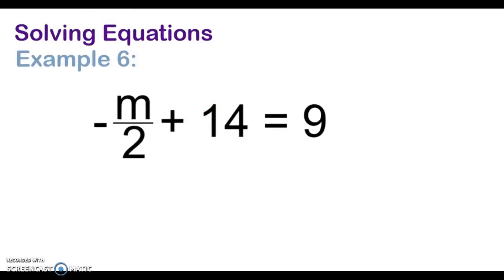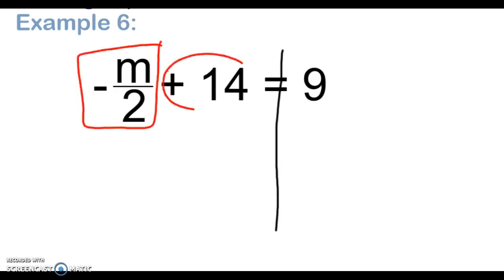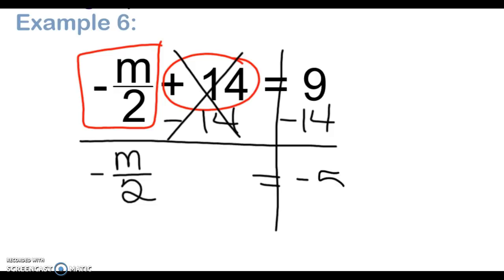All right, let's take a look at something a little different. I'm going to have you try one on your own. I'm still going to draw my line down the middle, and I'm still going to box and circle like we were doing earlier. And you guys know, okay, we have to get rid of the circle first by taking the opposite of that positive. Again, circle makes an opposite, or it makes an O for the word opposite. Bring down what's inside your box. Negative m divided by 2. That cancels out, and 9 minus 14 gives me negative 5.